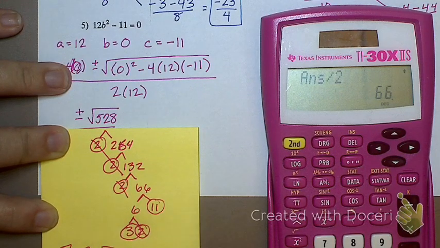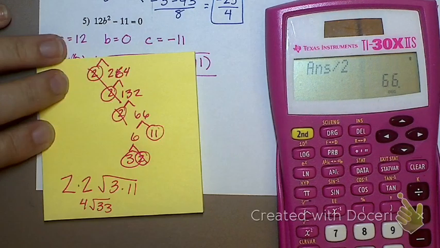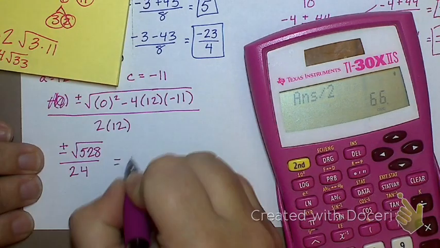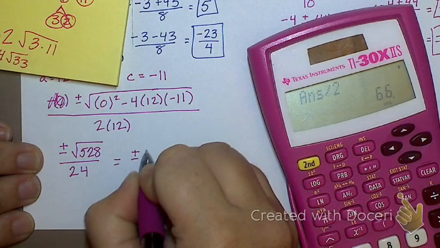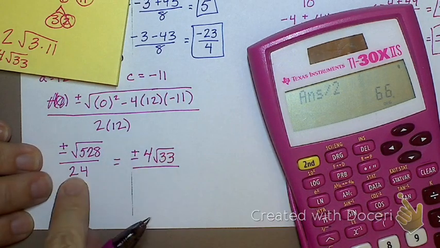And what's left at home? 3 and 11. So what does that end up being? 4 radical 33? Yeah. You didn't tell me I was off the screen. So let's see. I have plus or minus 4 radical 33 over 24.